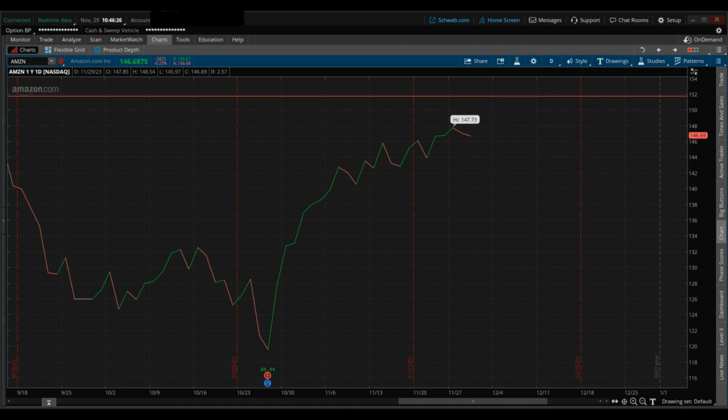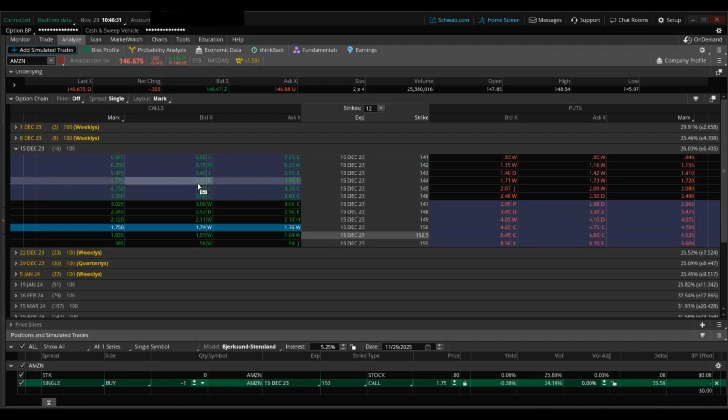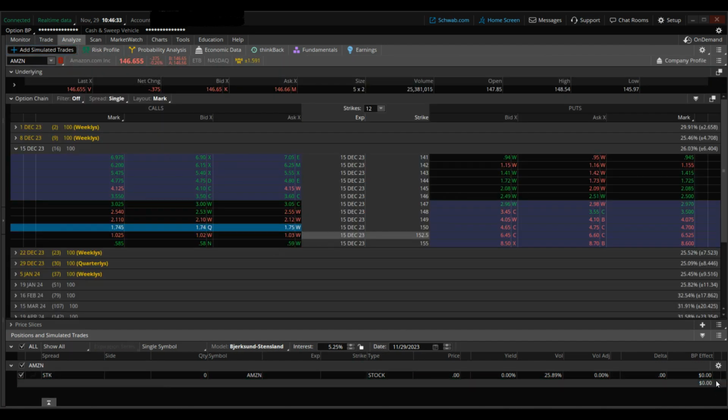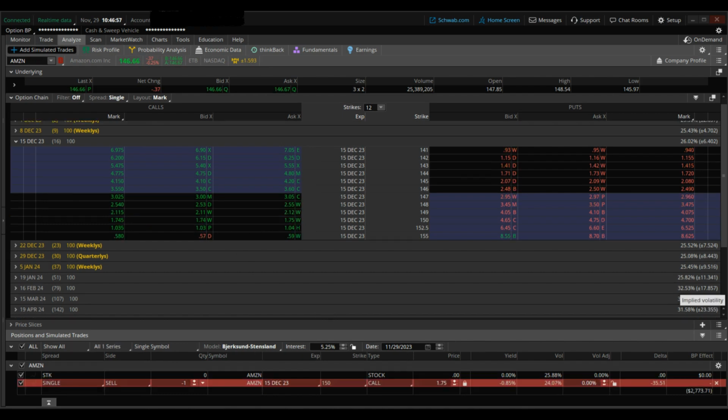Now let's take a look at what it's like being a call option seller. I'm going to simply exit this position. I'm going to click X. Instead of clicking on the buy, I'm going to click on the sell. And I'm going to explain this position for you.